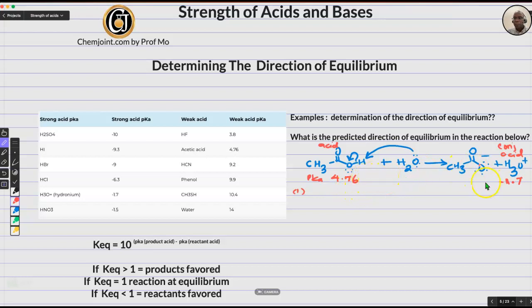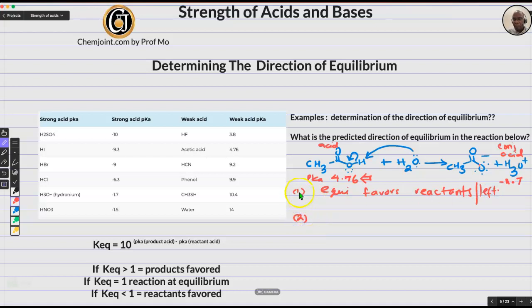So by method 1, the reaction lies on the side of the weaker acid. This one having a higher pKa will be the weaker acid. The higher the pKa, the weaker the acid. So we expect, according to method 1, the equilibrium will be favoring reactants. In fact, you should say equilibrium lies to the left.